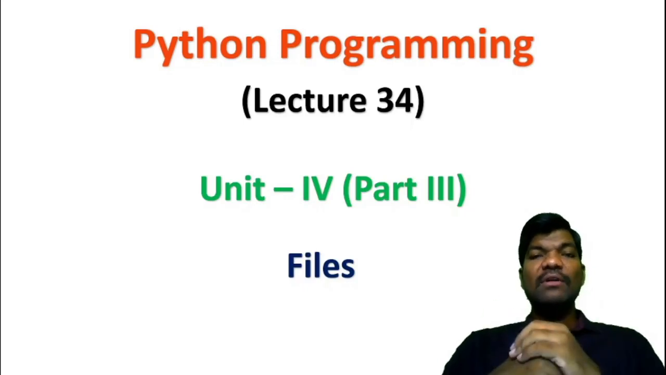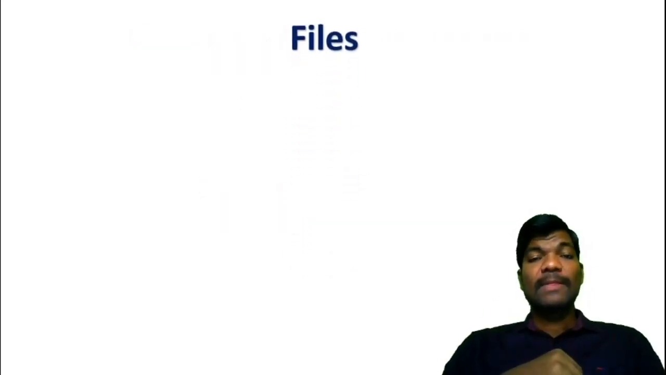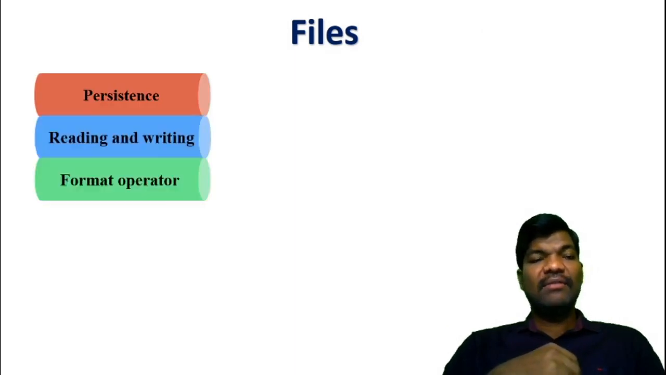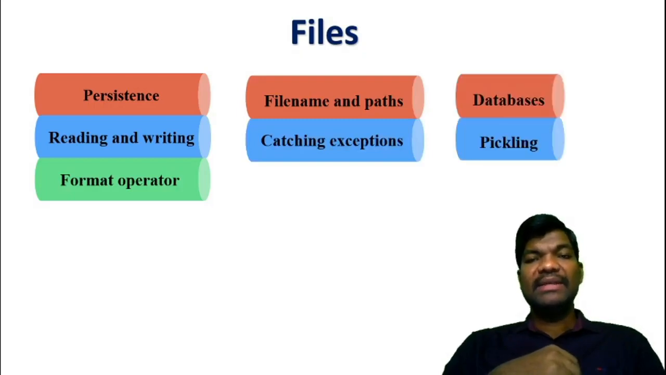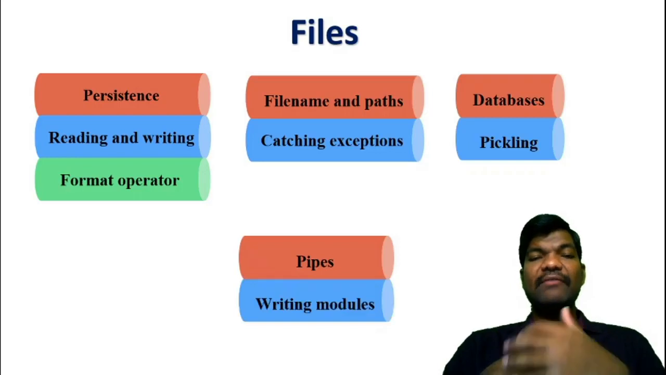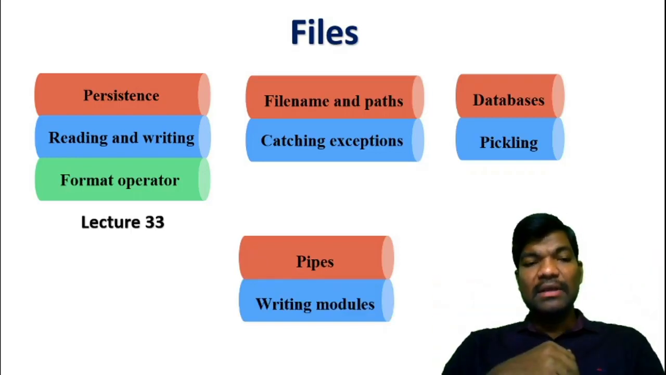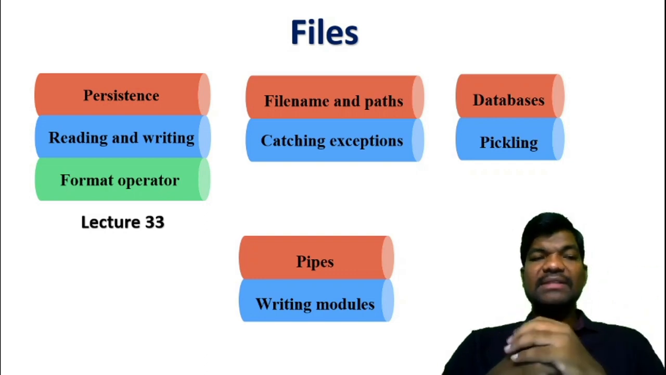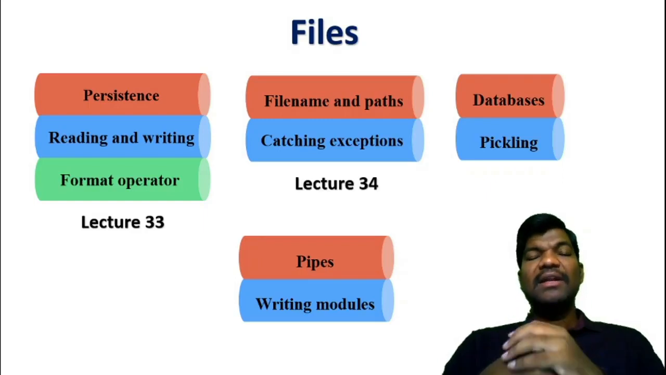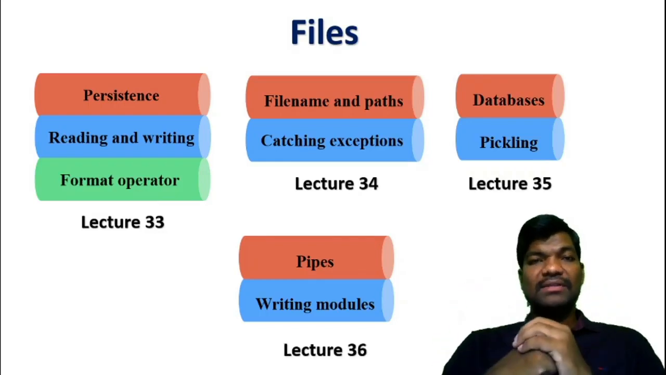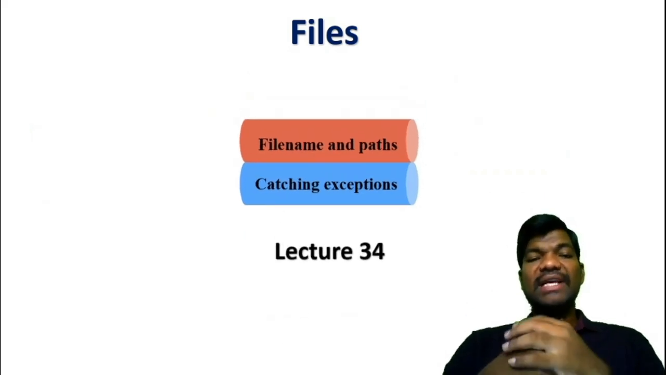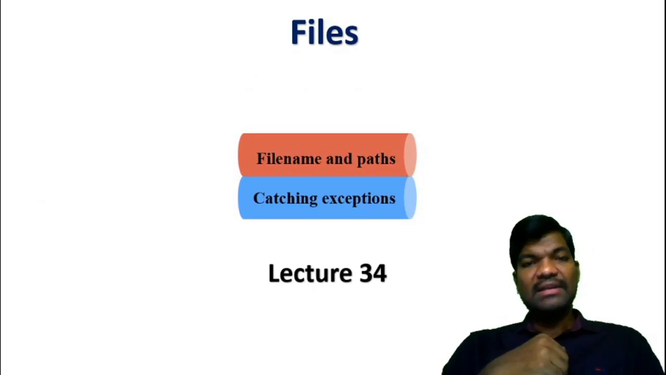We are learning unit 4 part 3, files. Let's check the syllabus once again. Persistence, reading and writing, format operator, file name and paths, catching exceptions, databases, pickling, pipes and writing modules. In the previous lecture, 3 topics were completed: persistence, reading and writing, and format operator. In today's lecture, we will learn two topics: file name and paths, and catching exceptions. In coming lectures, we will learn the other topics. Right? Let's get into today's lecture: file name and paths, catching exceptions.